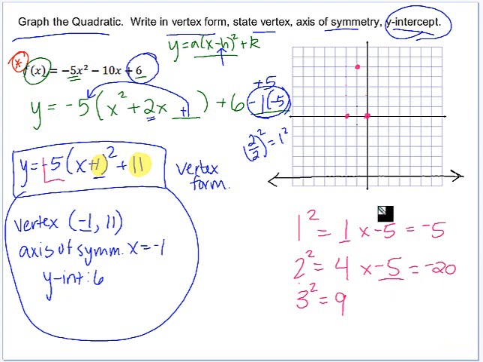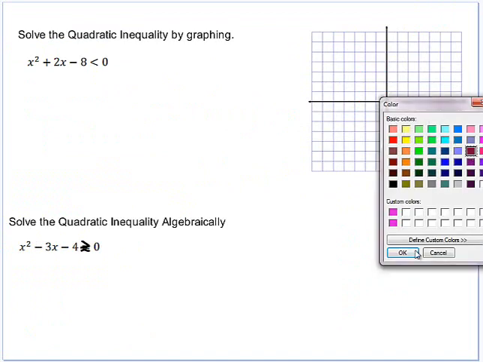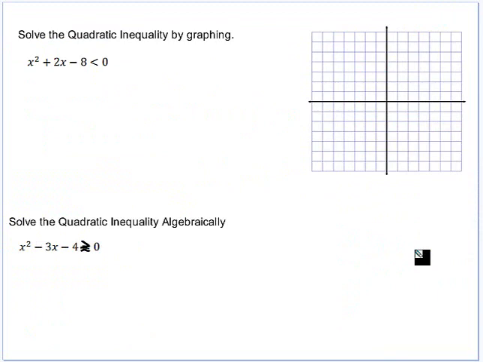Over 2, down 20 is way off of our graph, so we're just going to have to use this information to graph it. And notice that our y-intercept here is indeed at 6. 1, 2, 3, 4, 5, 6, and that's what we said it was. We also are going to be graphing quadratics to help us solve inequalities. So to do that, we do the same exact thing where we get it in vertex form.